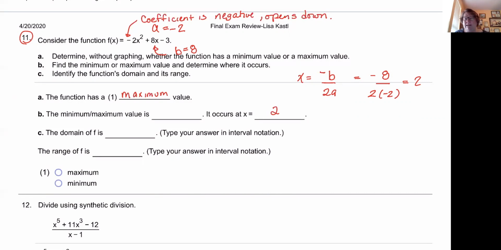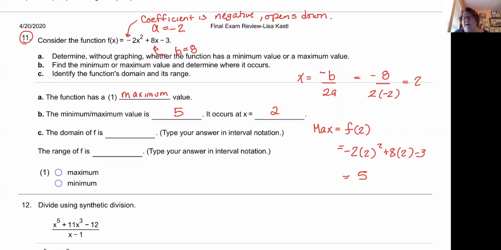But what is that maximum value? Well, we need to evaluate the function at 2 to determine the maximum. So the maximum is the function evaluated at 2. So we're going to plug in 2. And my handy dandy calculator says that is 5. So the maximum is 5 and it occurs at 2.